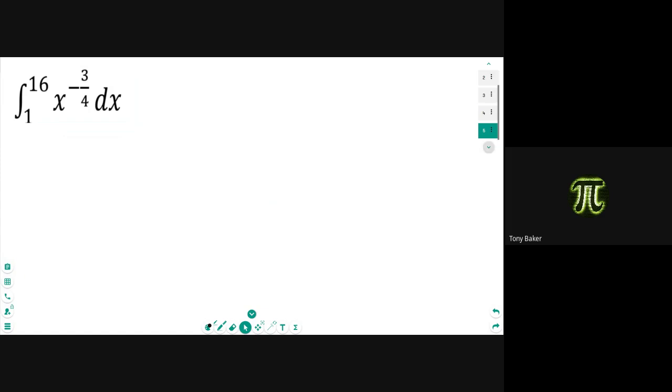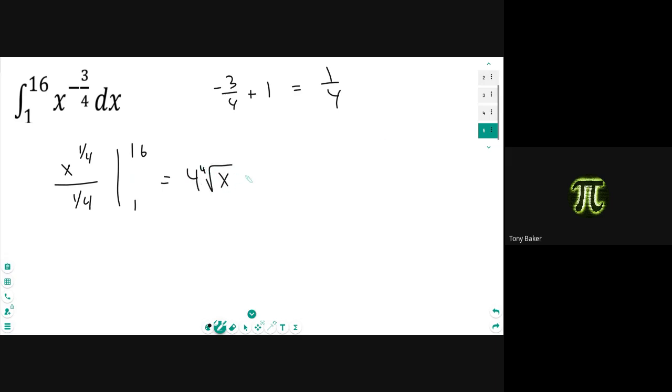Biggest error in this one is subtracting instead of adding. It's a negative 3/4. If you add one, it actually gets bigger, not smaller. So a lot of people do -7/4. So -3/4 plus 1 would be 1/4. So we have x to the 1/4 over 1/4, and then we're evaluating it from 1 to 16. The x to the 1/4 is the fourth root of x, so it's 4 times the fourth root of x.